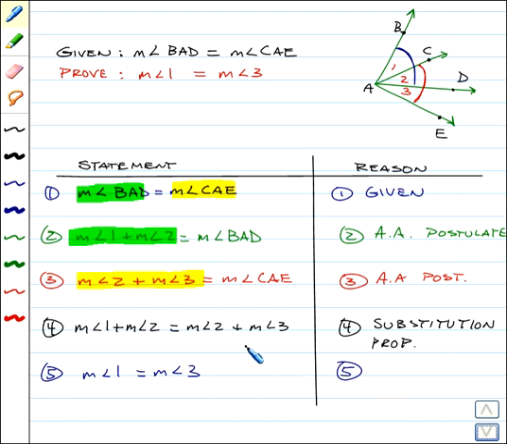And finally, in the next step, we subtracted the measure of angle 2 from both sides. And that, of course, is the subtraction property of equality. Okay? So that's kind of what it's going to look like when we're doing some geometric proofs. But it's the same type of format. How did we get from one step to the next? We've got to show the step and give a reason for each step.